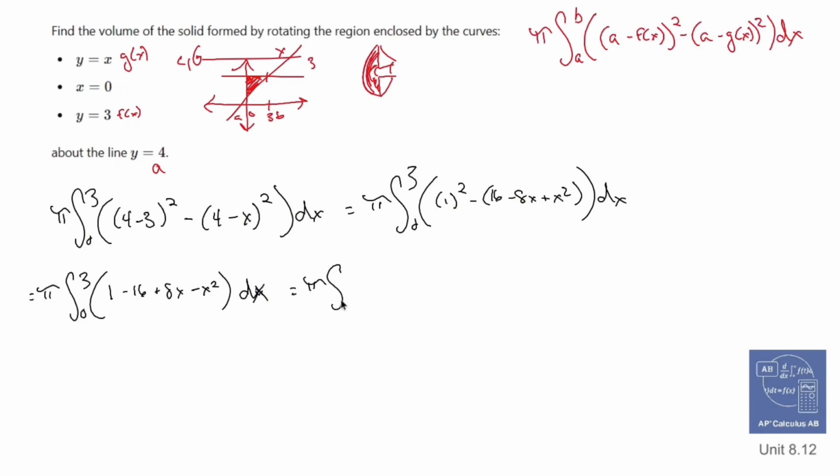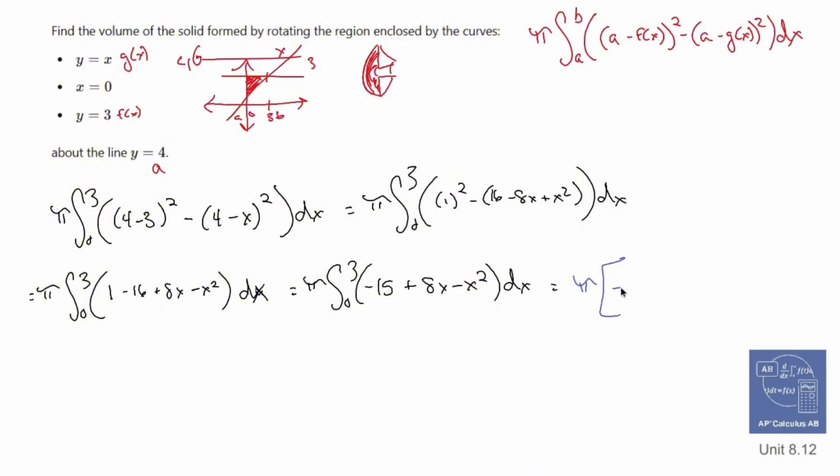Pi integral from 0 to 3, combined like terms, negative 15 plus 8x minus x squared dx. I haven't even integrated yet. That's the fun part about this problem. But here I go. Now I can integrate. Pi is still living out there.